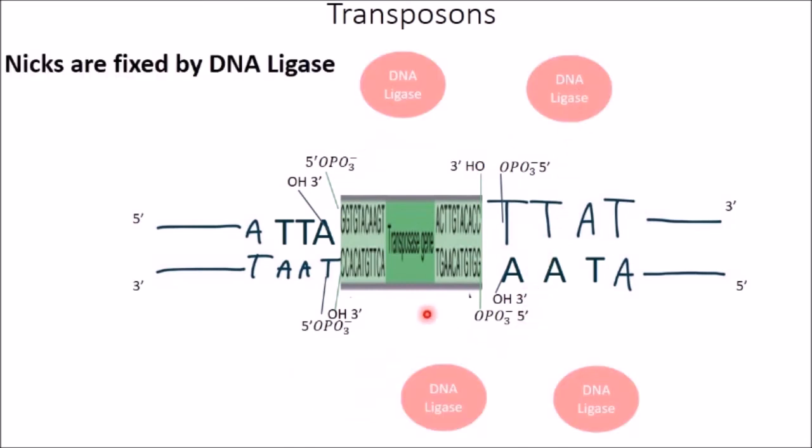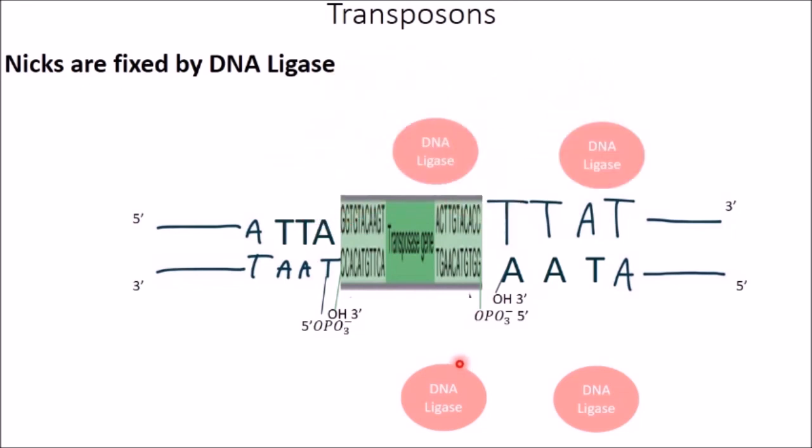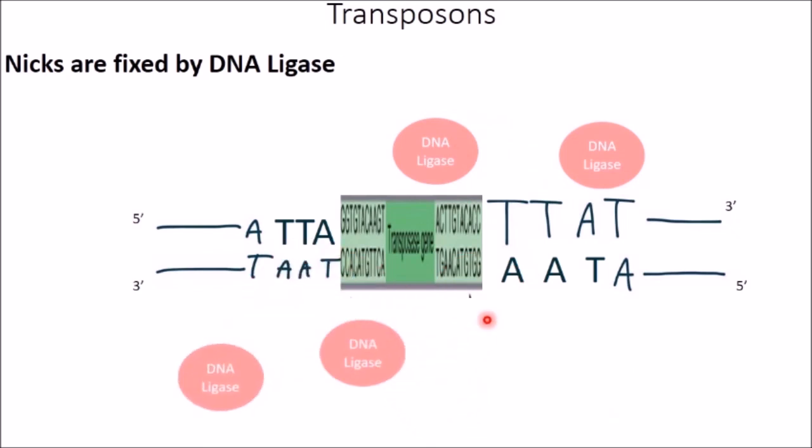So nicks are fixed by DNA ligase. This is the nick. It is a hole between a 3' and a 5' end. There's no template in between the 3' and the 5', so DNA polymerase can't fix that. DNA ligase can fix that, and it uses ATP to do that. So now you connected two sequences that were before not connected. That's what a transposon does. It cleaves itself out of one genome and puts itself into another genome. This is one example of how it does it.